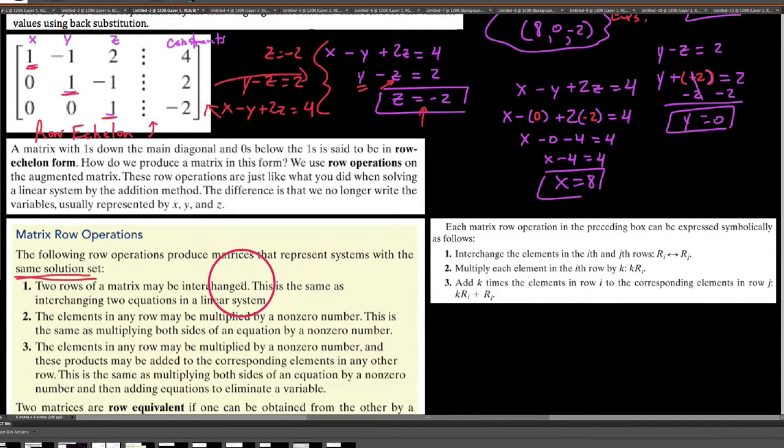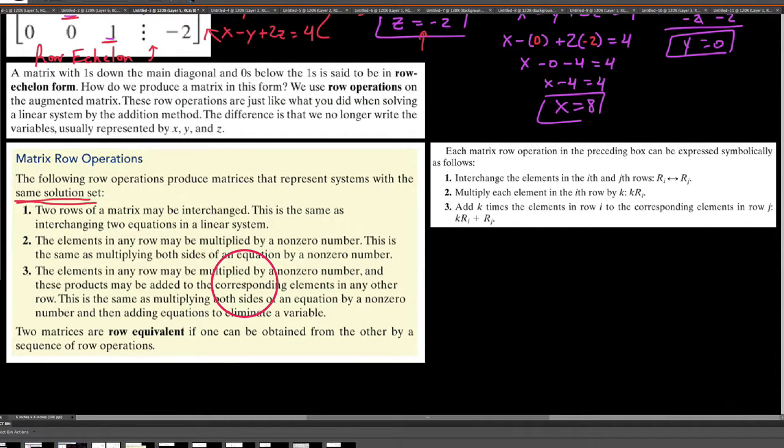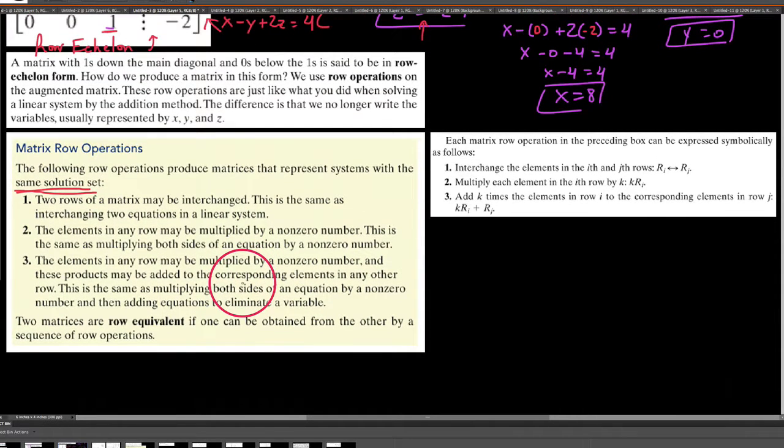Now to summarize here, there are three row operations. The first one is switching two rows. So we can switch rows. I'm going to write this here: switch row values, same solution set, so same matrix. And then the other two moves that we're allowed to make are these.